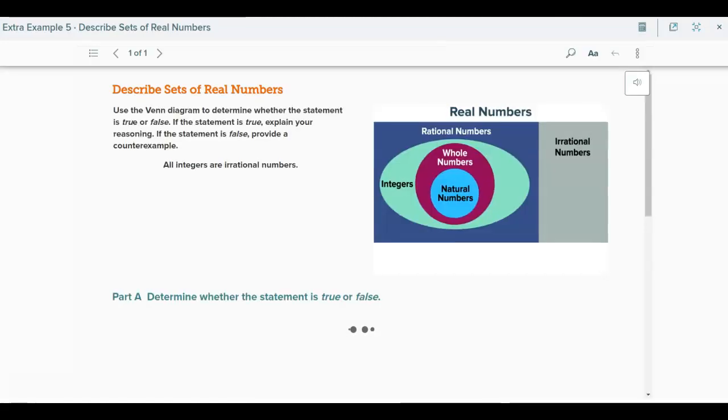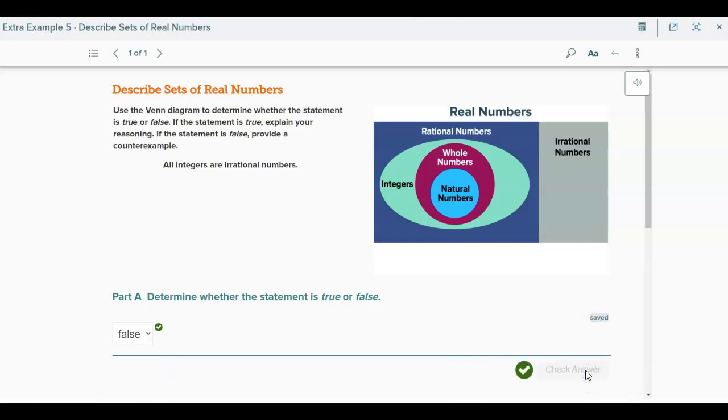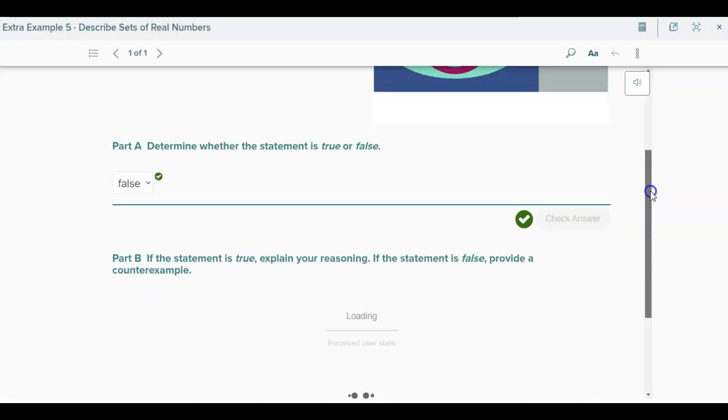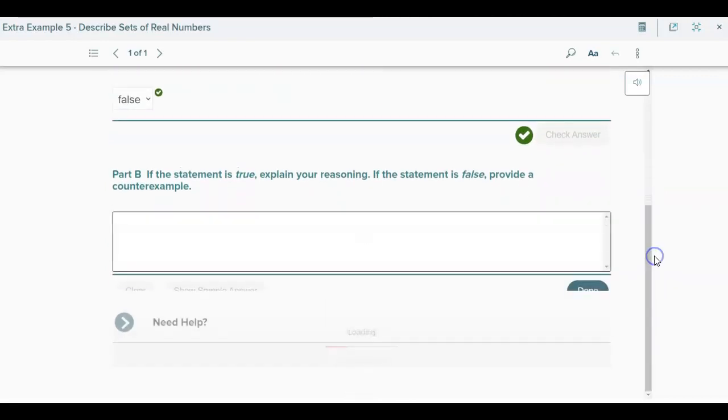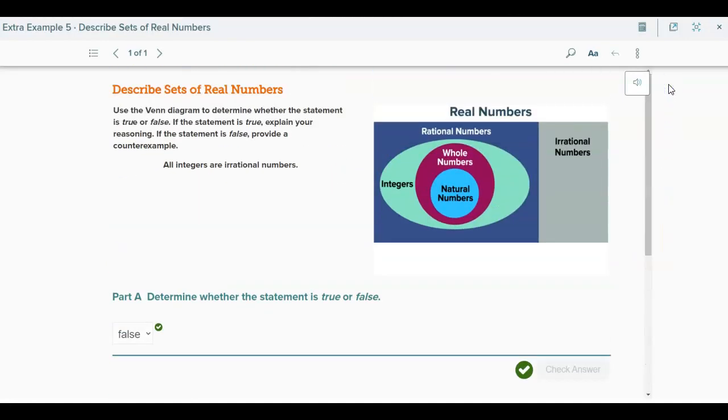Here's another example for you. All integers are irrational numbers. Is that true or false? Well, from the Venn diagram, that is very obviously false. And all you need is a counterexample. So you can list an integer, -2. That's not an irrational number. Any integer that you list is not an irrational number, because it can be written in the form a over b. So that's all you need here.